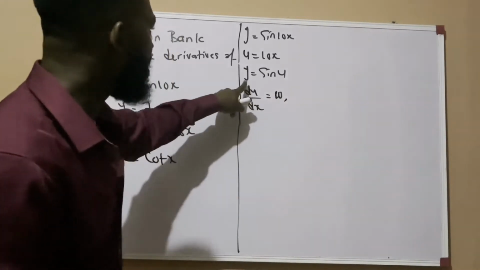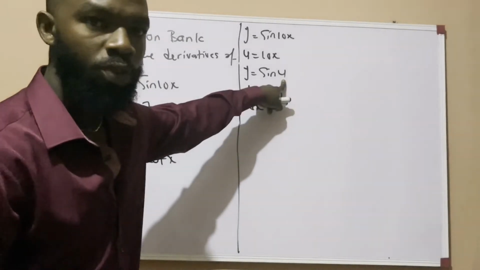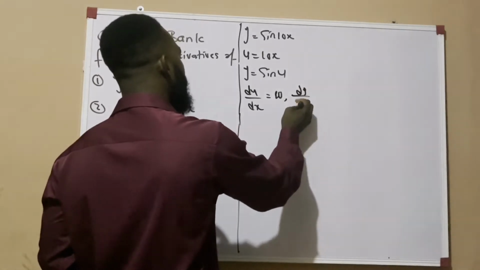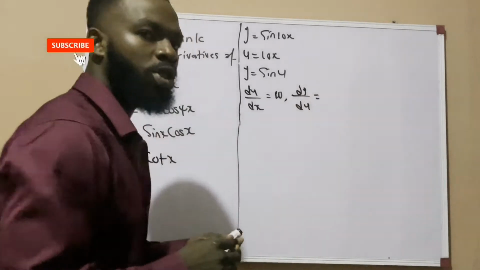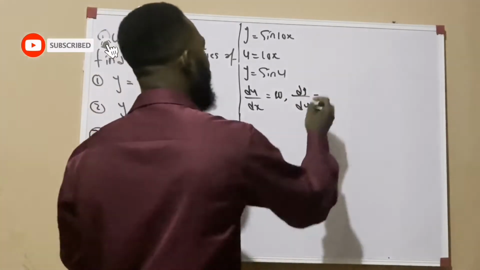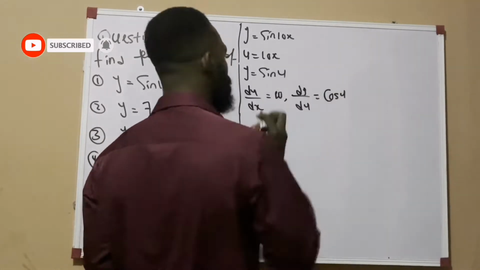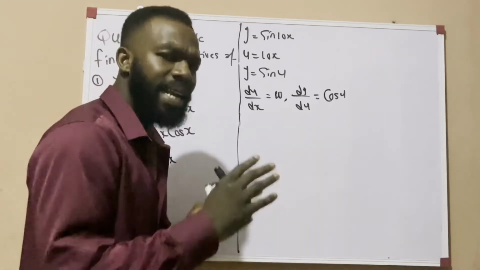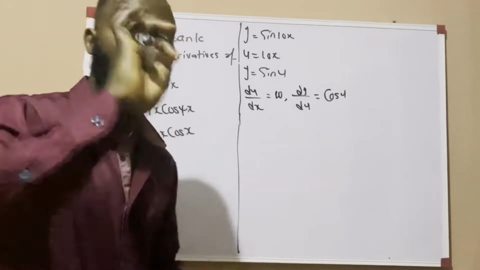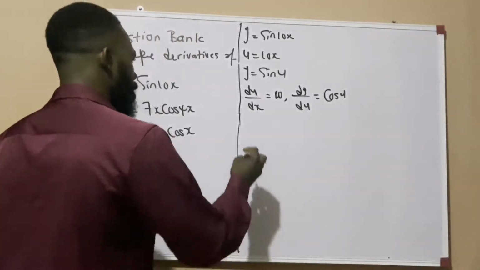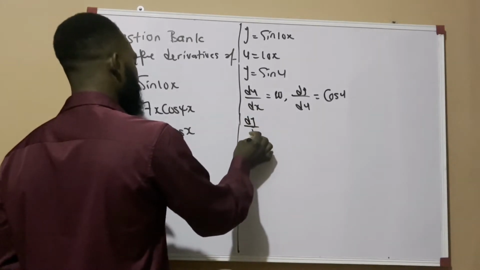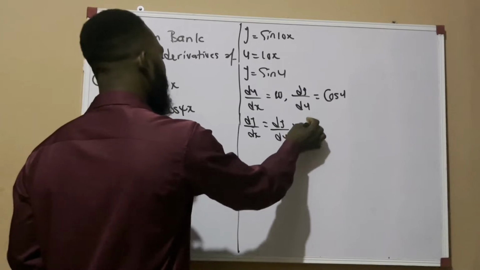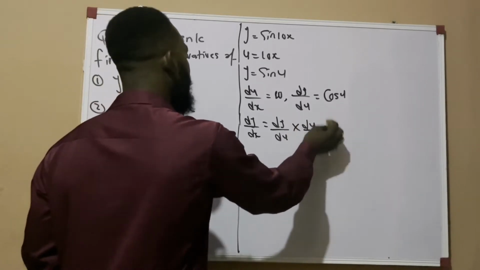Now we take the derivative of y with respect to u, which is dy over du. If I differentiate sine u, I will get cos u. After this step, the next thing we do is to introduce the formula for chain rule. The formula for chain rule says dy over dx is dy over du times du over dx.